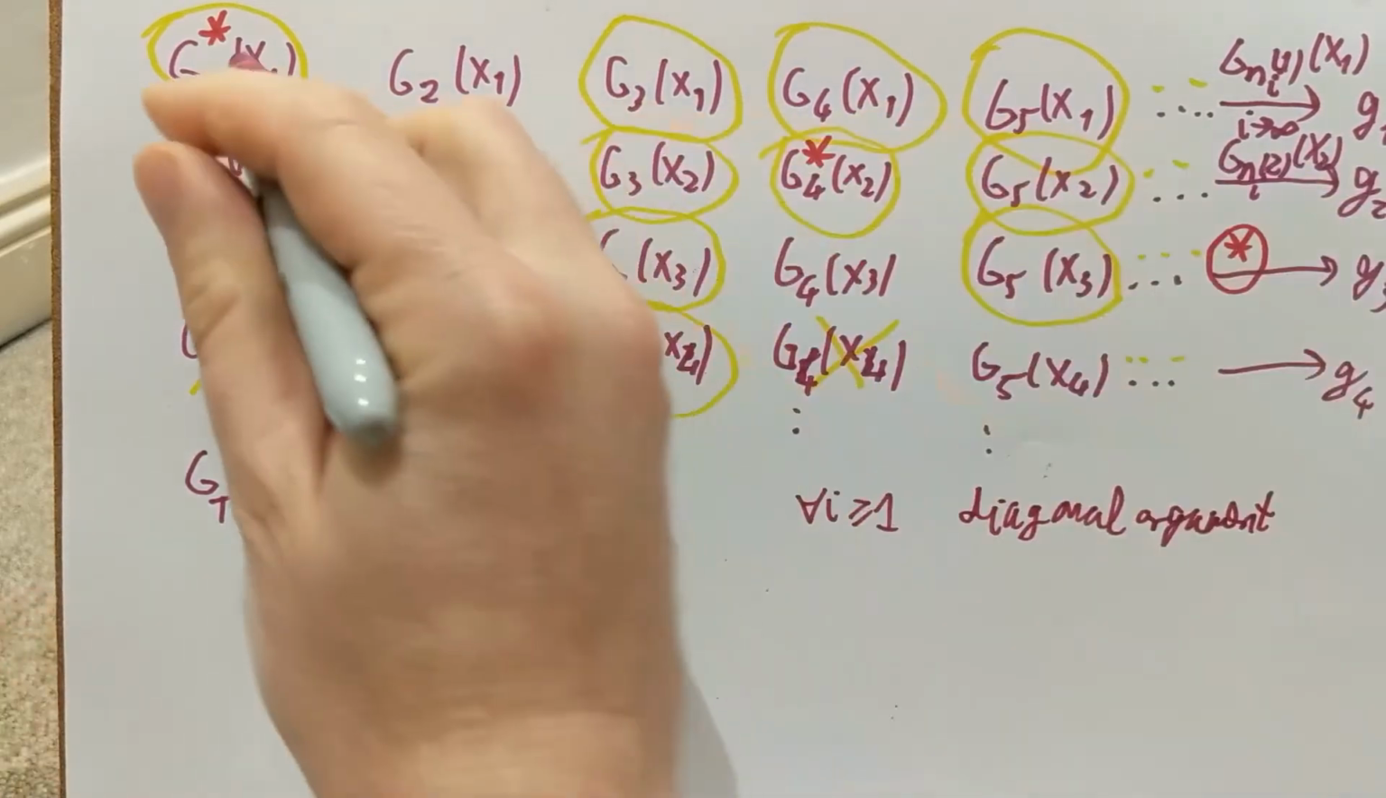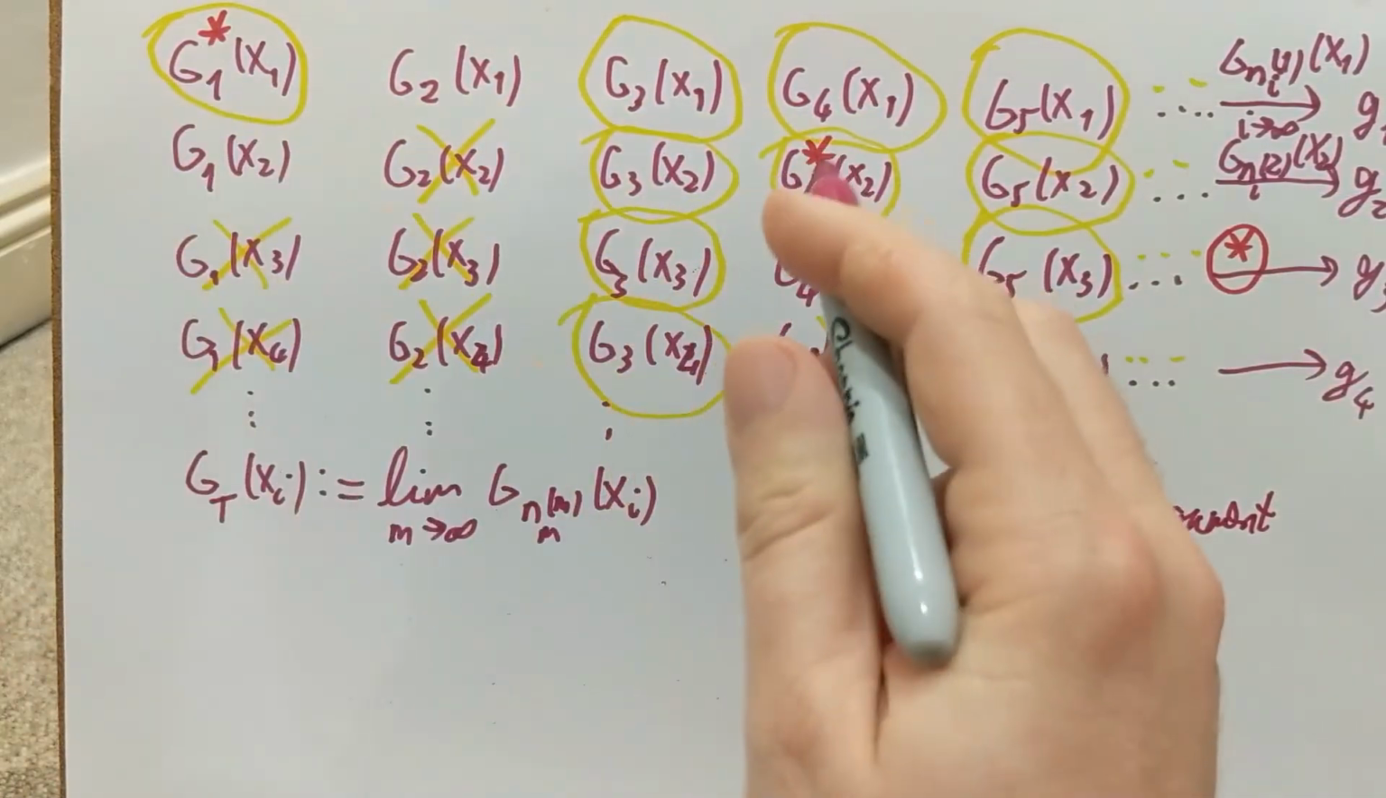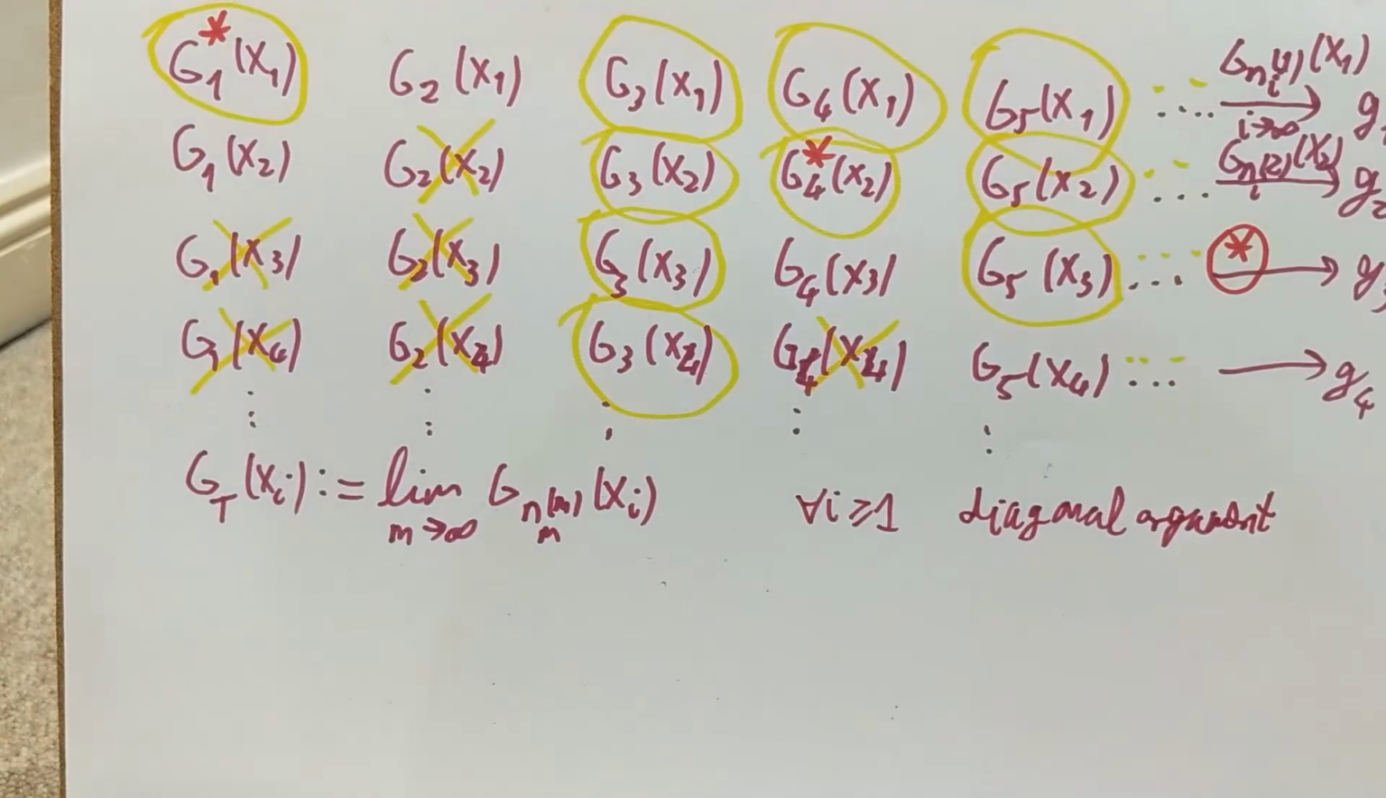Everybody sees the diagonal here, right? First of the first row, second of the second row, third of the third row, and so on and so on. That's why it's called the diagonal argument. Okay, so I have some simultaneous convergence on these x_i values for this subsequence. Okay, and now I want to extend this.